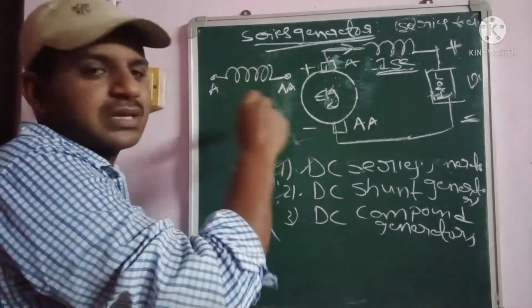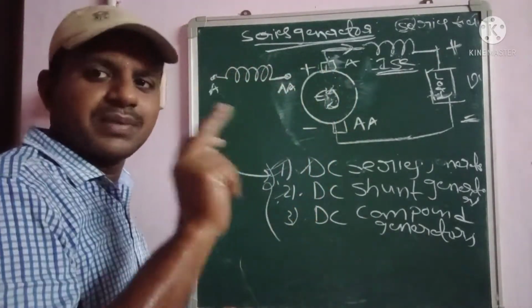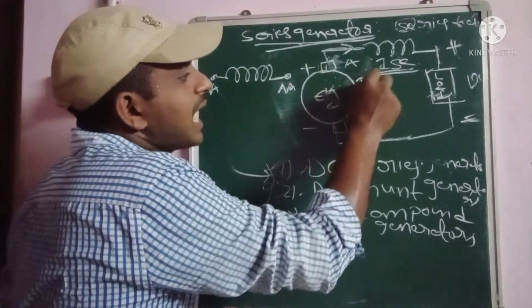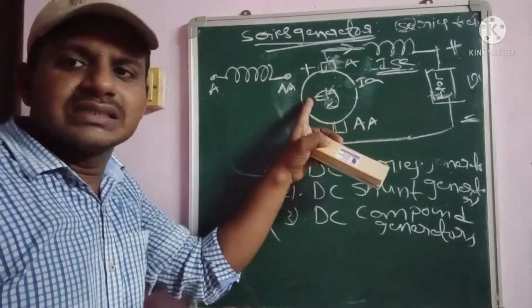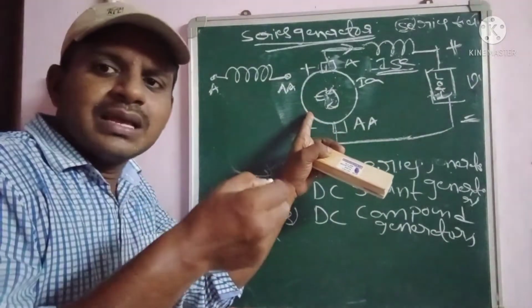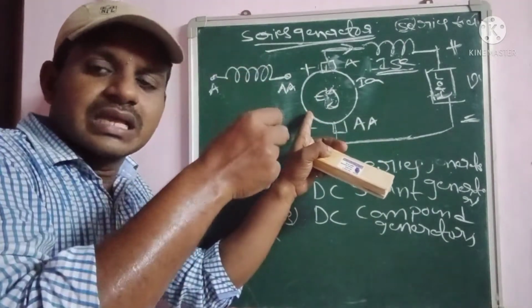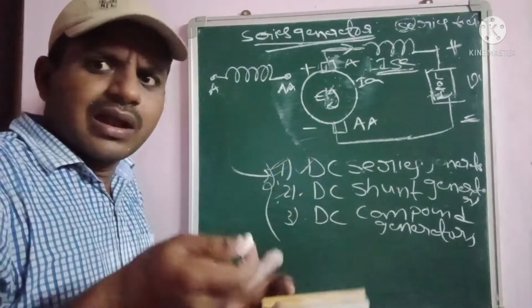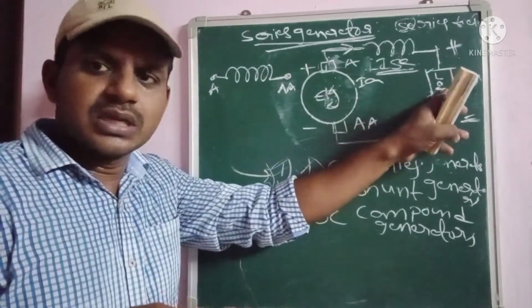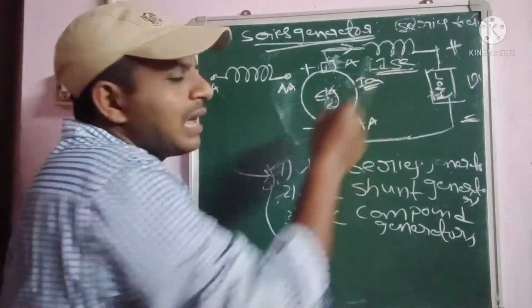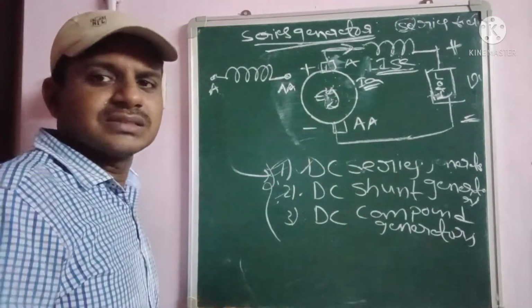Another thing is the armature. The rotor also contains the armature, so that is indicated as IA. Why? Because in the armature winding some current will be existing, and finally that current goes to the load center, as you already know. That current is given as the armature current IA.